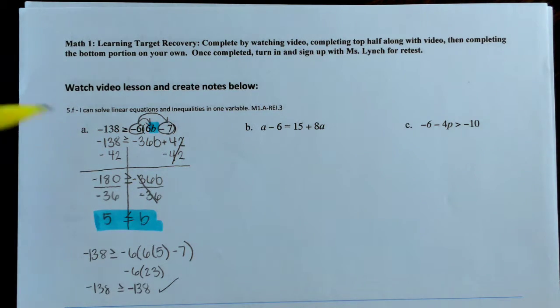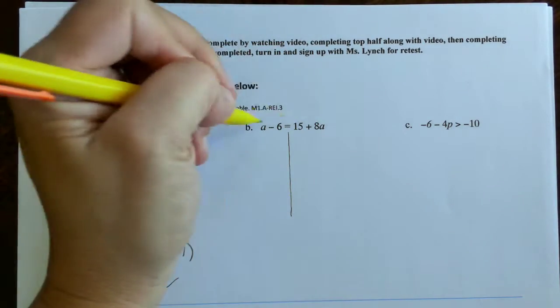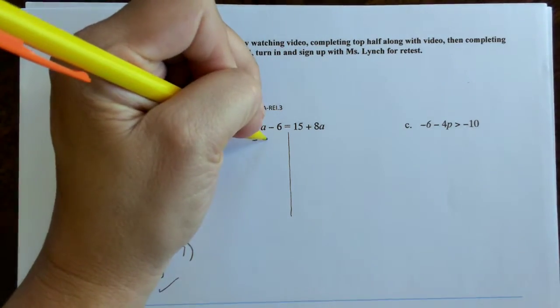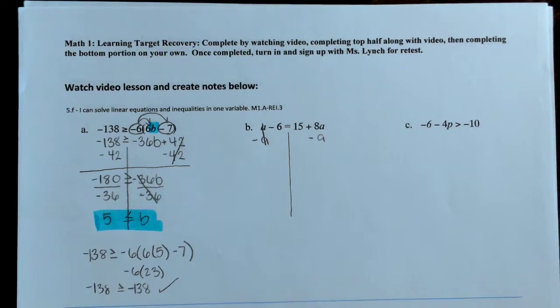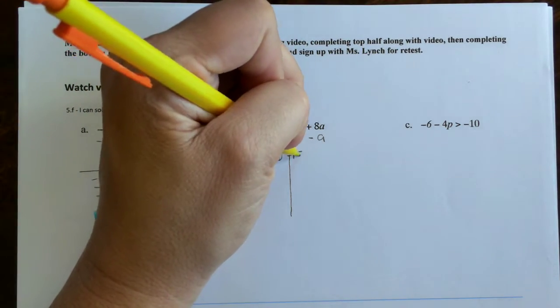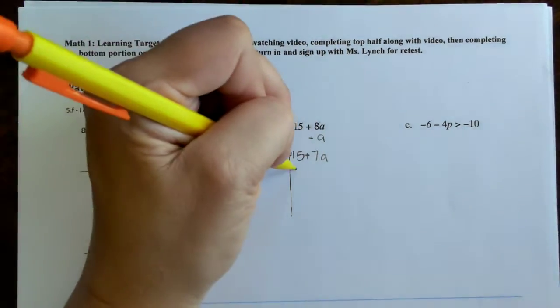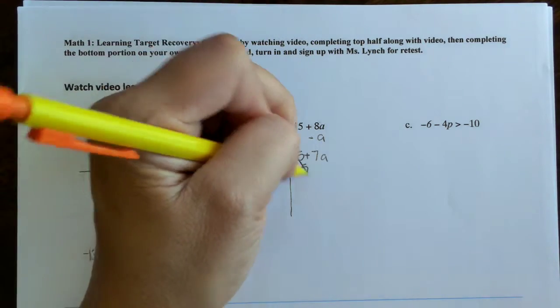Okay, moving on to the next one. Drawing a line down the equal sign, I've got variables on both sides. I've got numbers on both sides. So I'm going to start by subtracting a so that I can get that a off my left side, and I can only have it on one side. That leaves me with -6 is equal to 15 plus 7a, because 8a minus a is 7a. I'm going to subtract 15 here. I'm going to subtract 15 here.